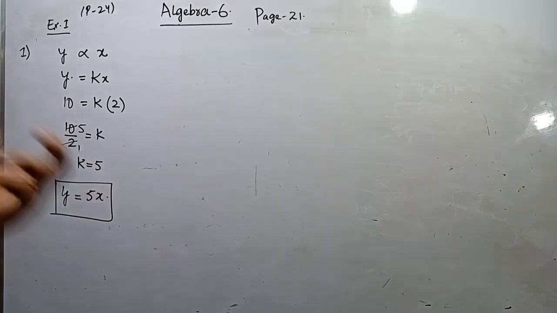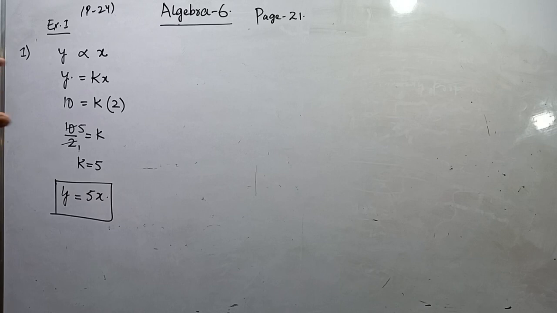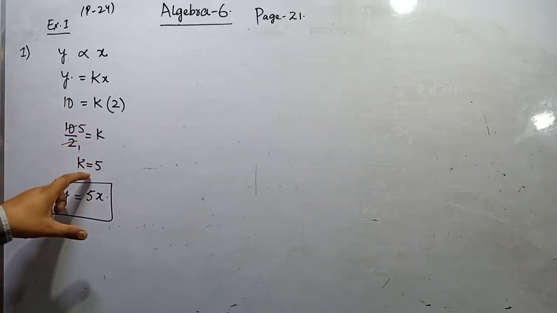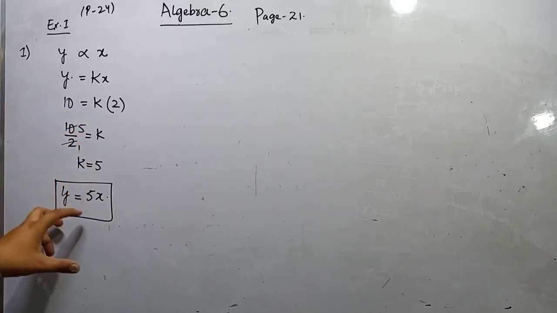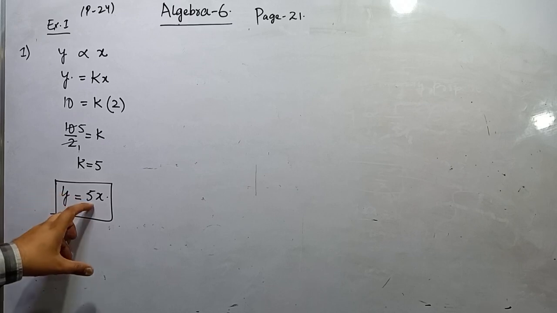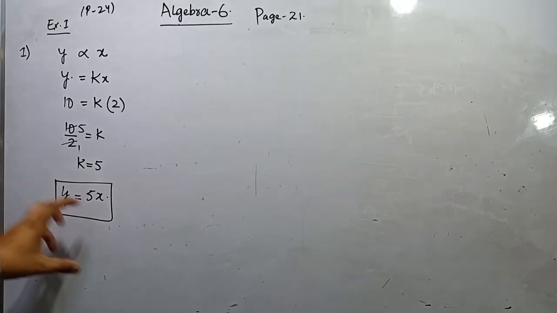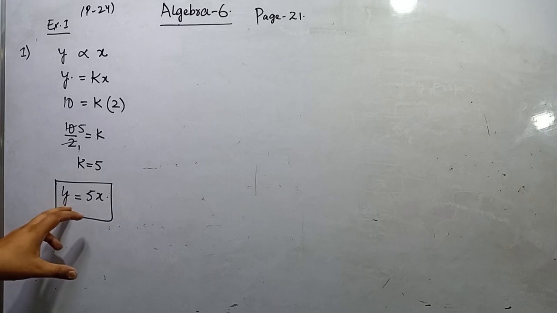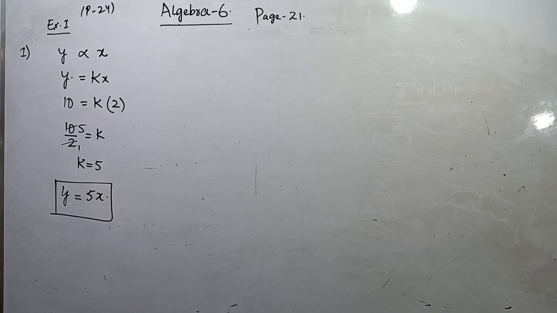Understand this, because if you understand this question, you can do the full exercise. Only here you need to understand. So we got the value of k is equal to 5, that is y is equal to 5x. This is now our formula, this is now our equation, this is now the relation between the quantity y and x. Now the first part was to find the formula for y in terms of x. So this is the first part only.